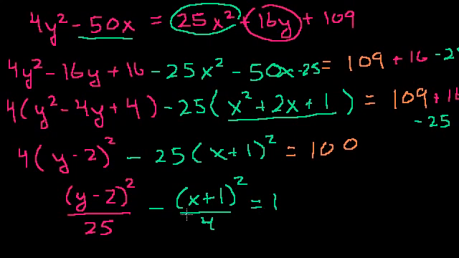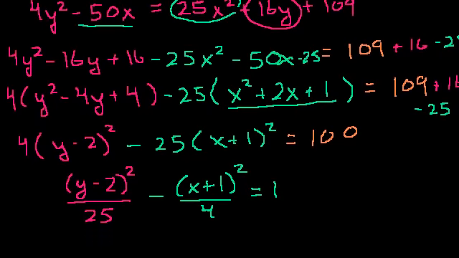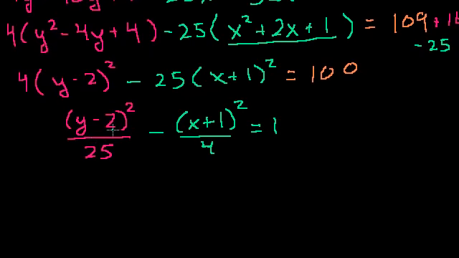And there you have it. We have it in standard form. And yes, indeed, we do have a hyperbola. Now let's graph this hyperbola. The first thing we know is where the center of this hyperbola is. The center is at x is equal to minus 1, y is equal to 2. And let's figure out the asymptotes of this hyperbola.